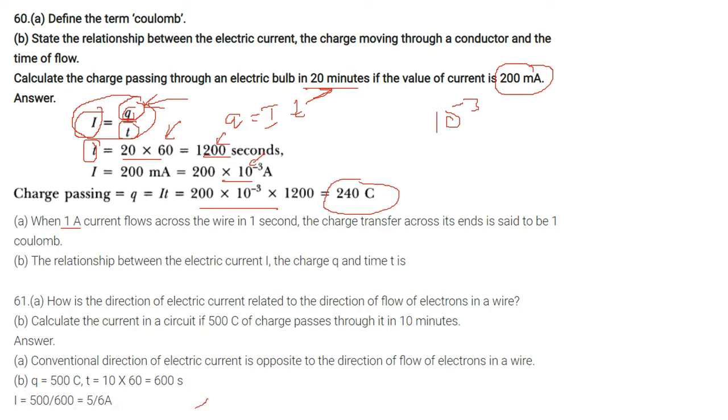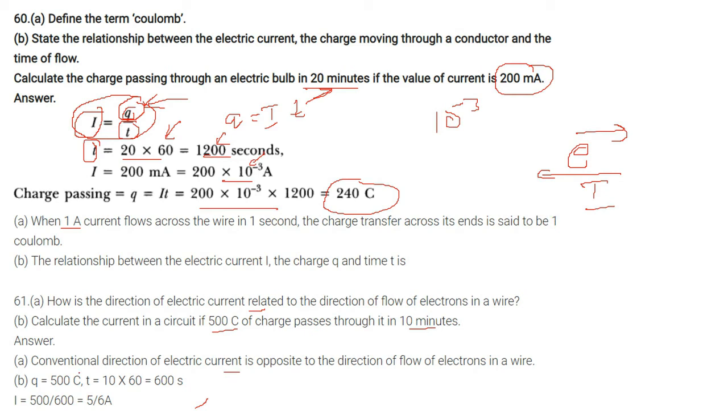How is the direction of electric current related to the direction of flow of electrons in a wire? And we have to calculate the current in a circuit if 500 coulomb of charge passes through it in 10 minutes. The conventional direction of electric current is opposite to the direction of flow of electrons in the wire. If electrons are moving like this, the current will move the other way. This is the conventional way of understanding the current.